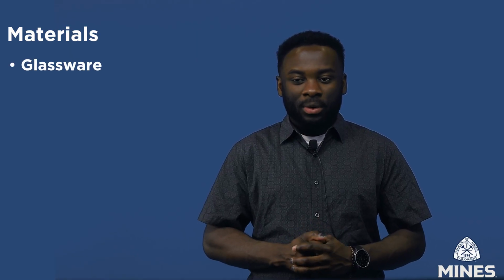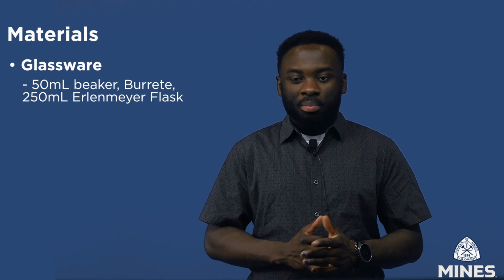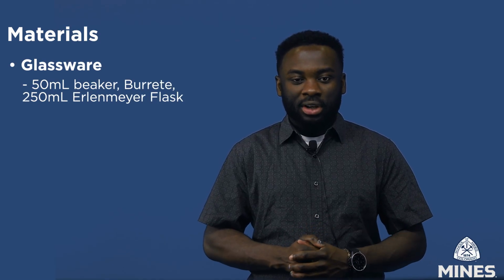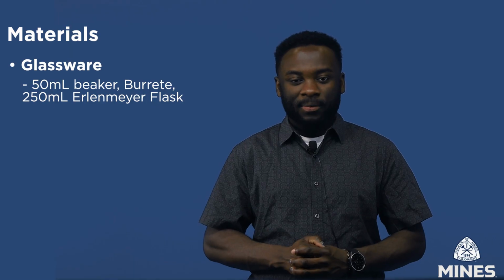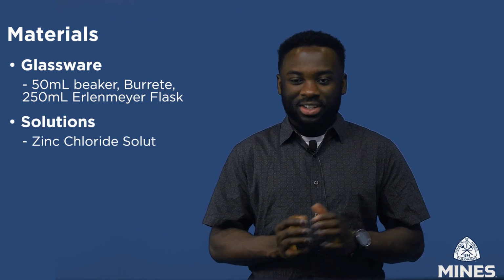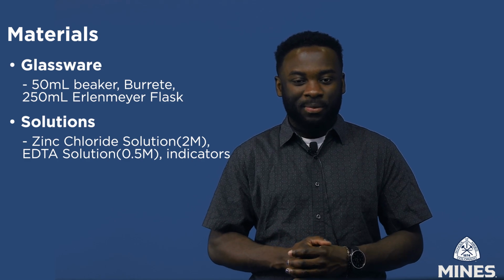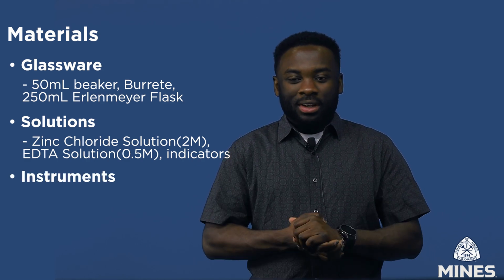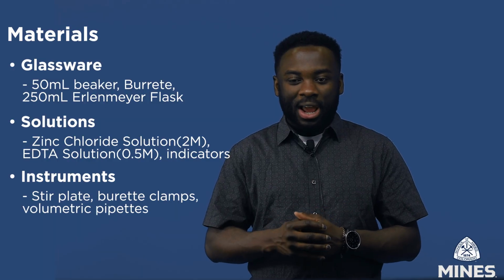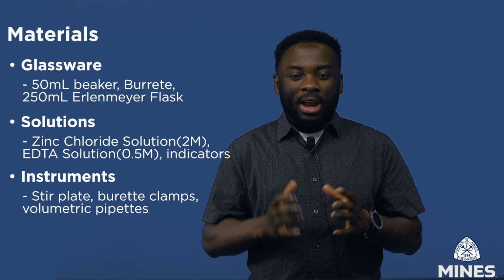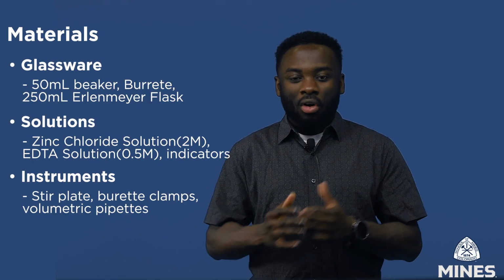Next, create a detailed materials list before beginning the procedure. For example, for a titration, you're going to need some glassware. Number 1, you will need a 50 ml beaker, a burette, and a 250 ml Erlenmeyer flask. Number 2, your solutions. You need a zinc chloride solution for this titration, an EDTA solution, and an indicator solution. Number 3, your instruments. You're going to need a stir plate, burette clamps, and volumetric pipettes. Now, having a materials list ensures that all necessary items are accounted for and ready to use.